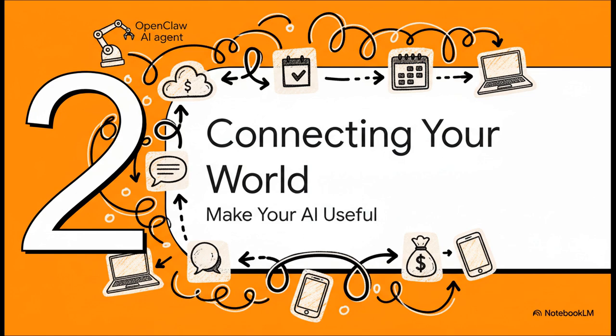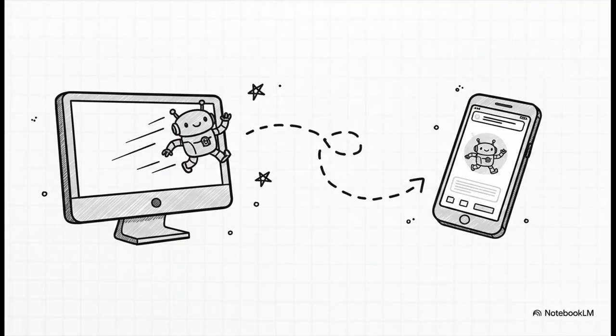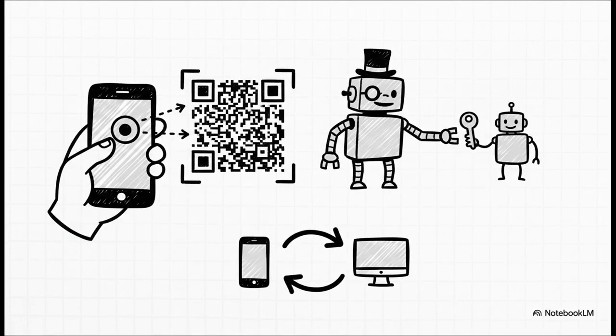Now what? Well, this is where the real magic begins. You make it useful by connecting it to the world, your world, the apps and services you use every single day. The very first step is to break it out of that little black box on your computer screen. You can actually link OpenClaw to your favorite messaging apps. This means you can chat with your agent wherever you are, right from your phone. And it's so much simpler than you'd think.